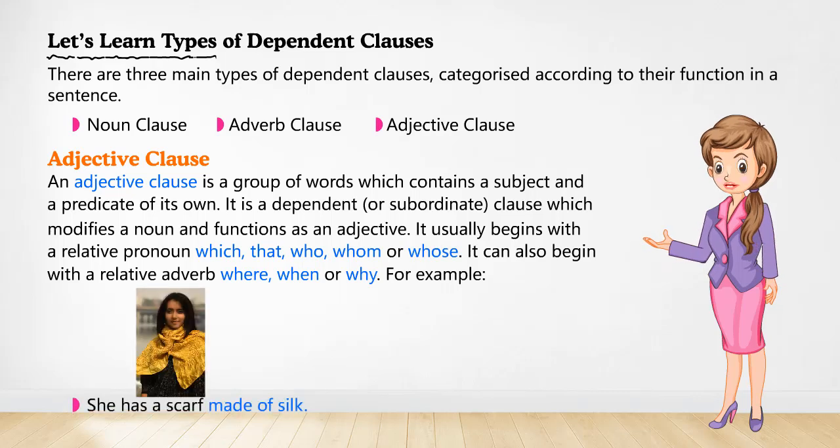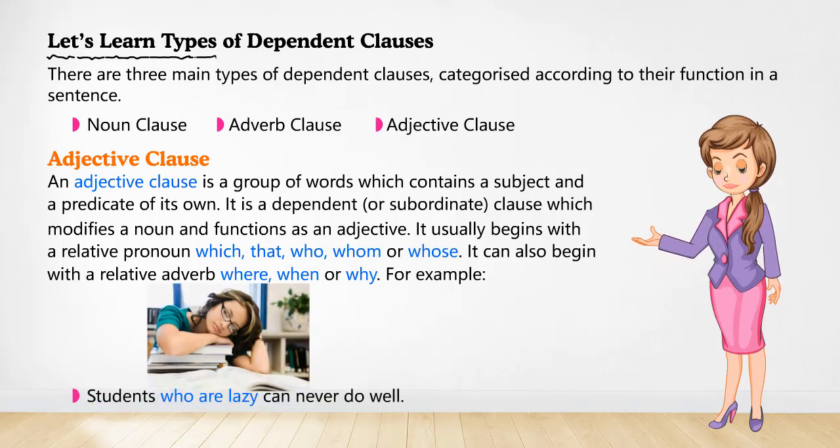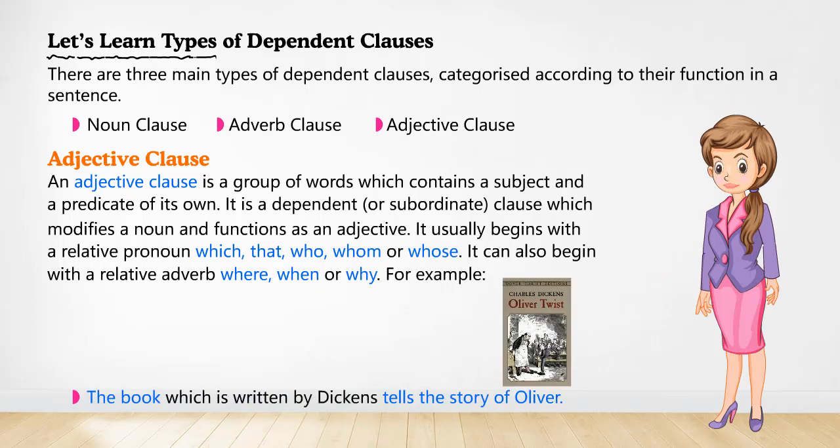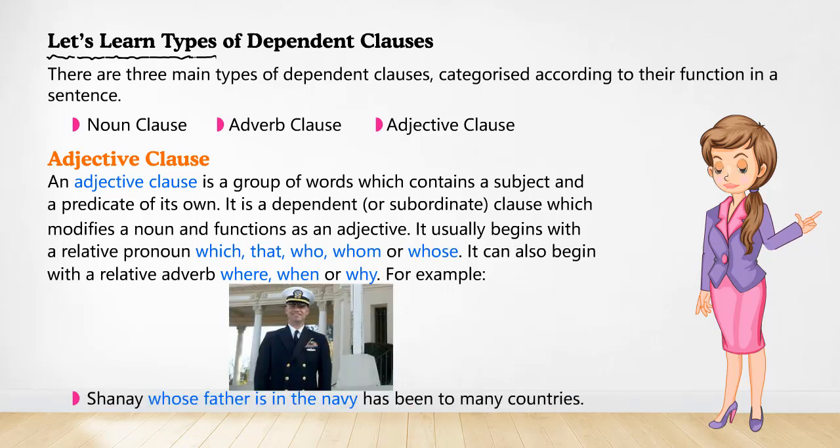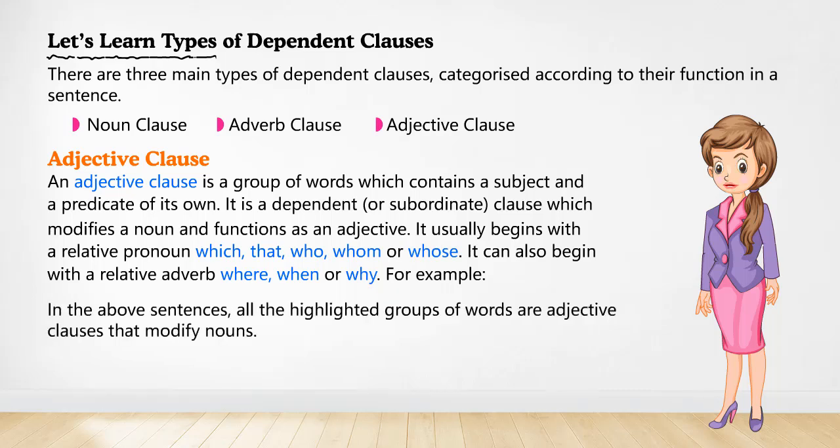For example, she has a scarf made of silk. Students who are lazy can never do well. The book, which is written by Dickens, tells the story of Oliver. Shane, whose father is in the Navy, has been to many countries. In the above sentences, all the highlighted groups of words are adjective clauses that modify nouns.